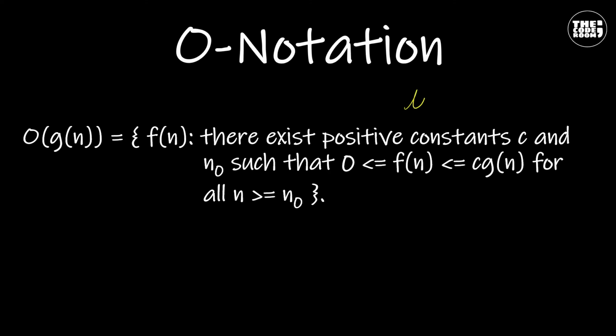Today we will discuss some asymptotic notations in detail. First, we have the big O notation. The big O notation gives us the upper bound of a function.